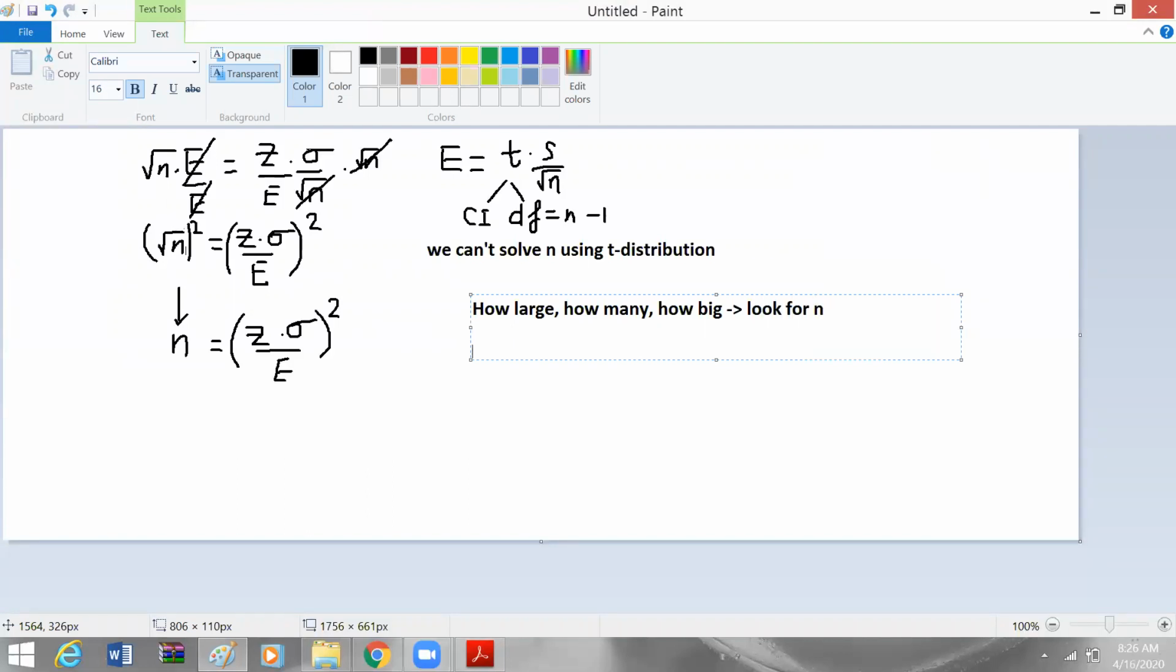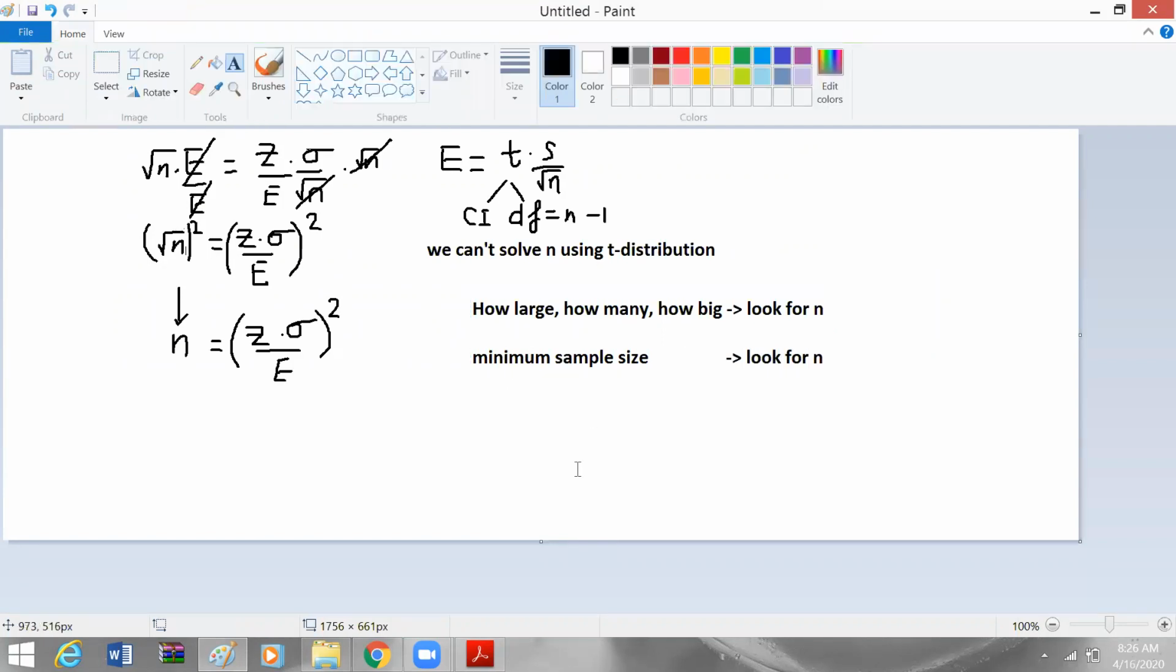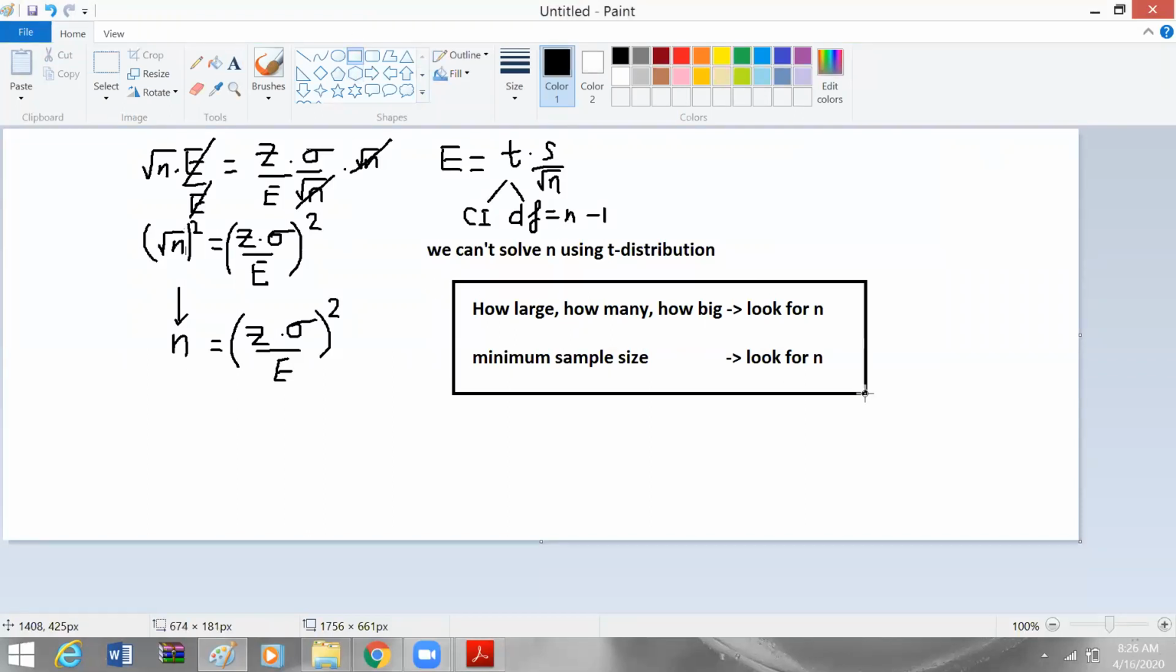Another keyword that we need to understand is minimum sample size. So this is another phrase where we also look for n as well. This is the thing that we need to pay attention to. This is really important: the n we look for will come from keywords like that.